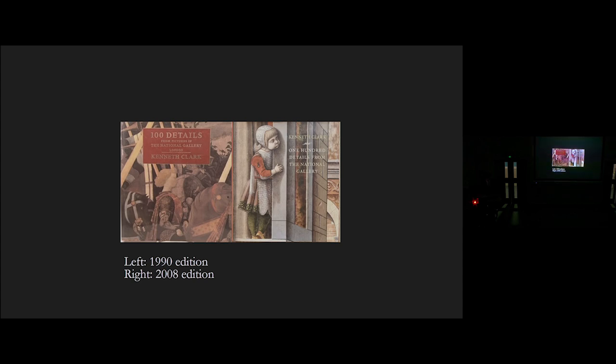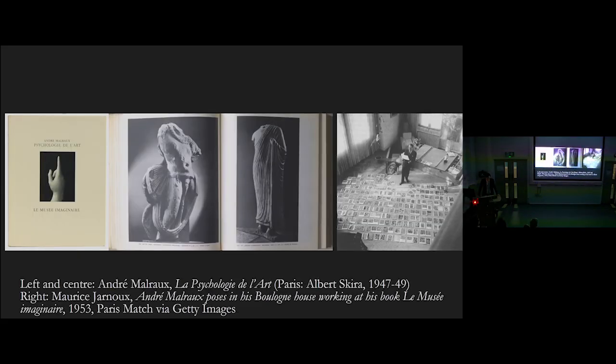The true successor, in a way, to 100 Details was in fact André Malraux's La Psychologie de l'Art, translated into English as The Voices of Silence, published in France between 1947 and 1949. An existential novelist, member of the French Resistance, and Charles de Gaulle's Minister of Information in post-war France, Malraux was a public intellectual whose work crossed disciplinary boundaries.